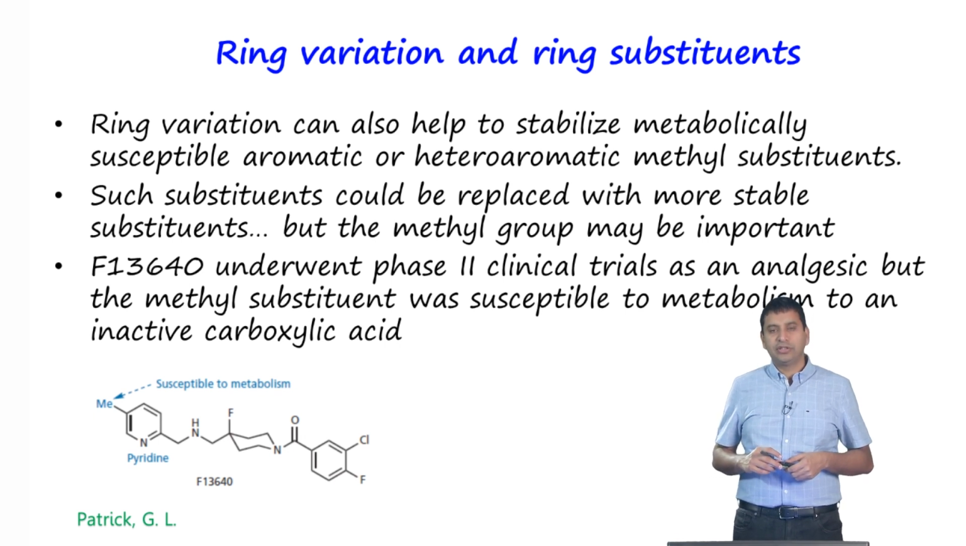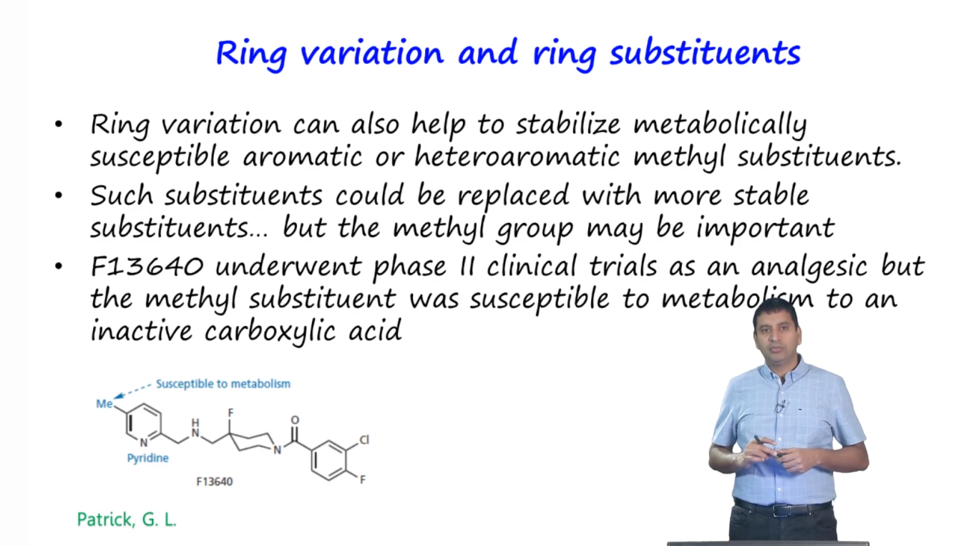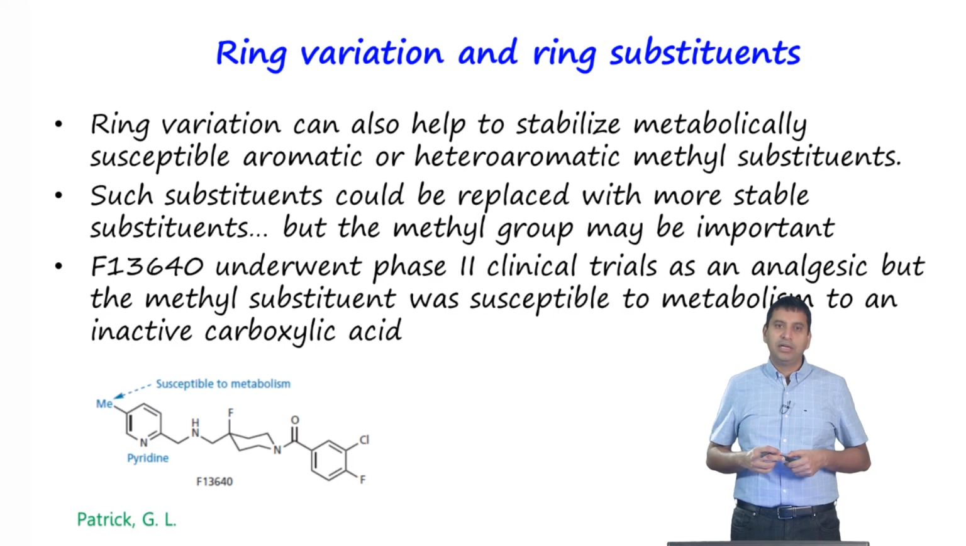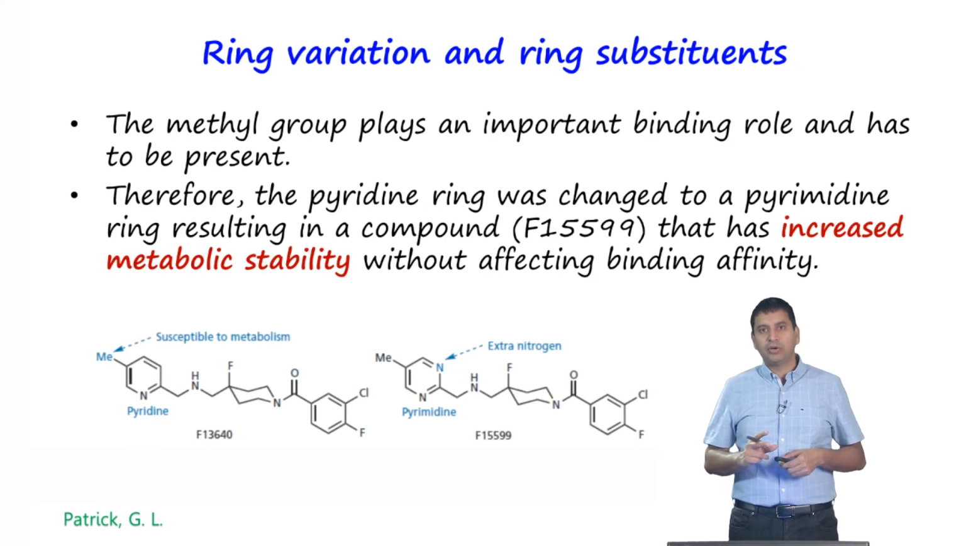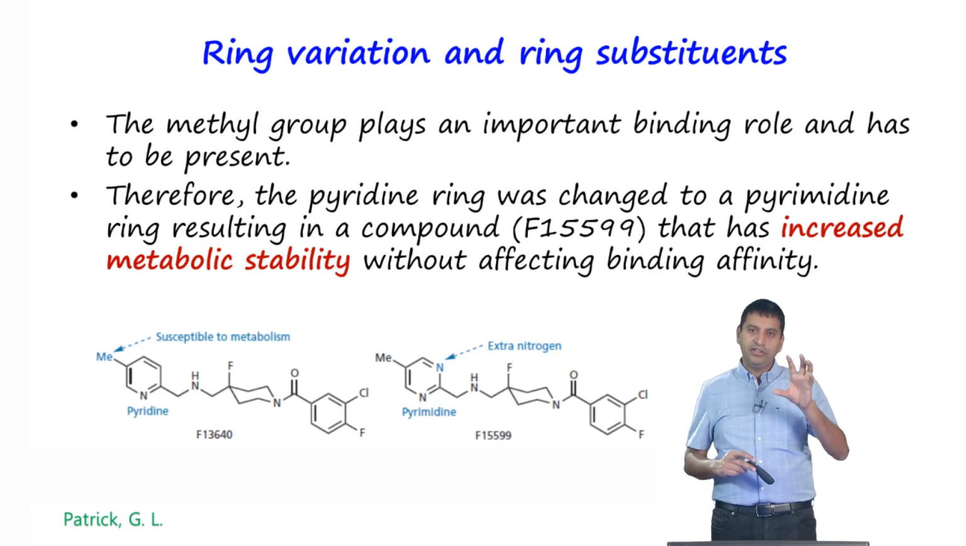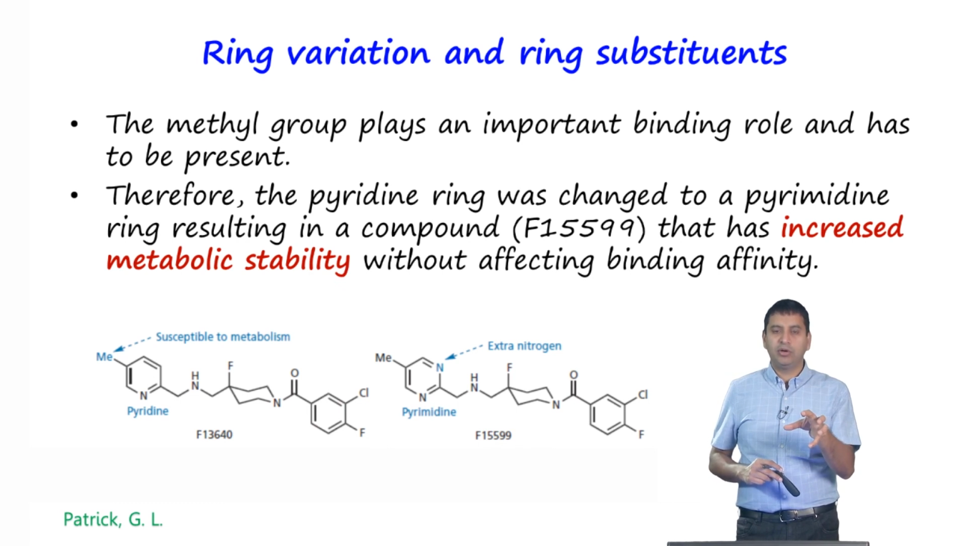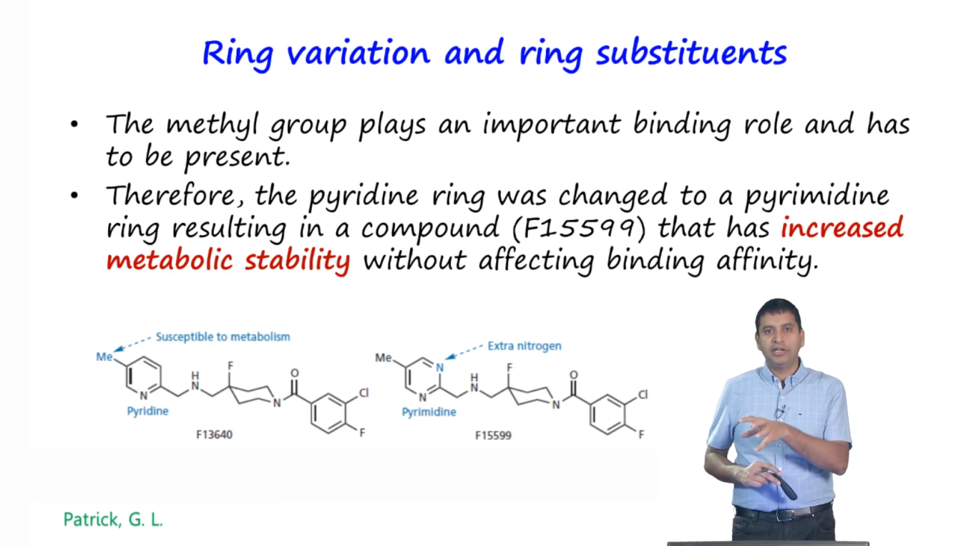So, such substituents can be replaced with more stable substituents, but the methyl group may be important. So, this molecule shown below, F13640, underwent phase 2 clinical trials as an analgesic, but the methyl substituent was susceptible to metabolism to form an inactive carboxylic acid. The methyl group also plays an important role in binding and has to be present. Therefore, the pyridine ring was then changed to a pyrimidine ring. So, we have added another nitrogen into the pyridine ring. What this did was that this resulted in increased metabolic stability, but the binding affinity remained intact.